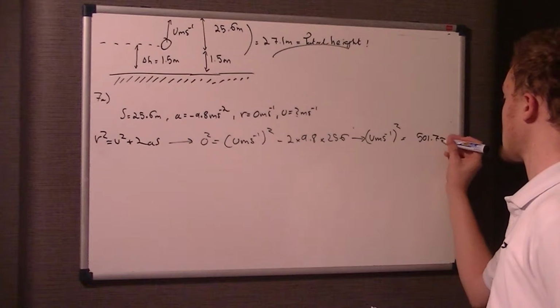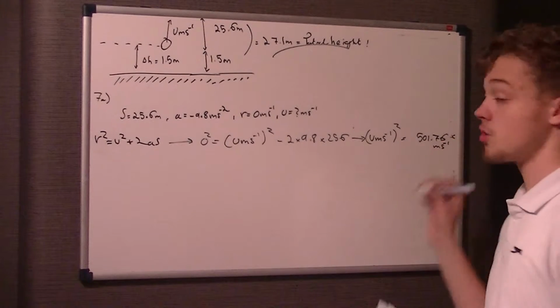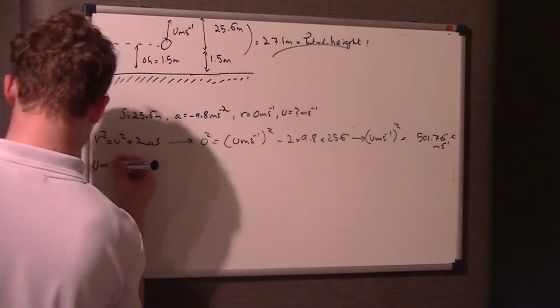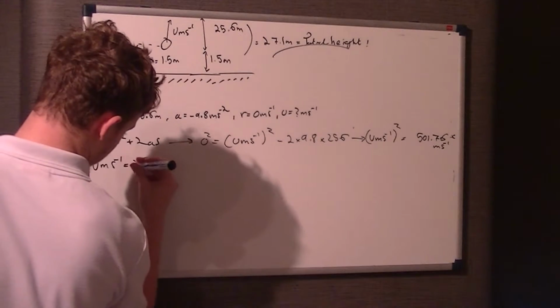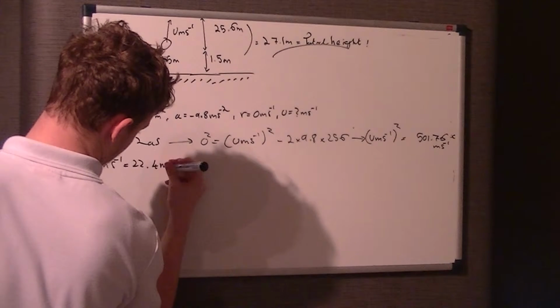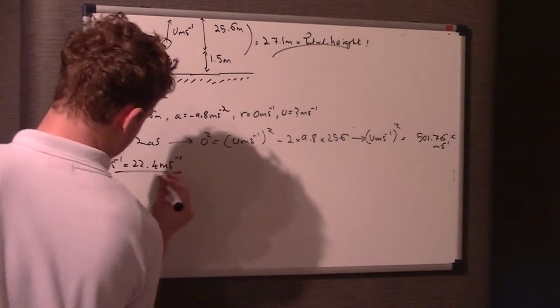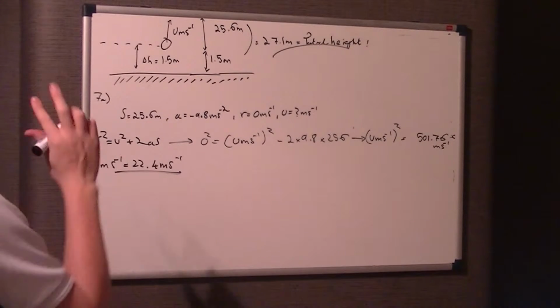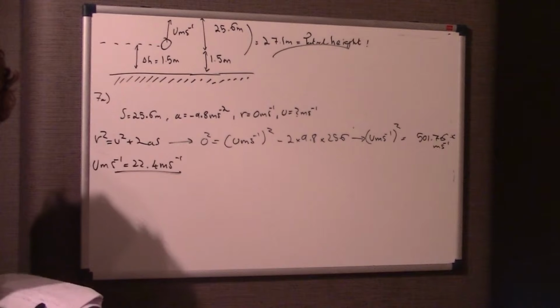501.76 metres per second. Square root both sides, so therefore you get U metres per second being equal to 22.4 metres per second. And it tells you that's what you're supposed to get. It said prove that, but I didn't tell you that because you're really supposed to ignore it.